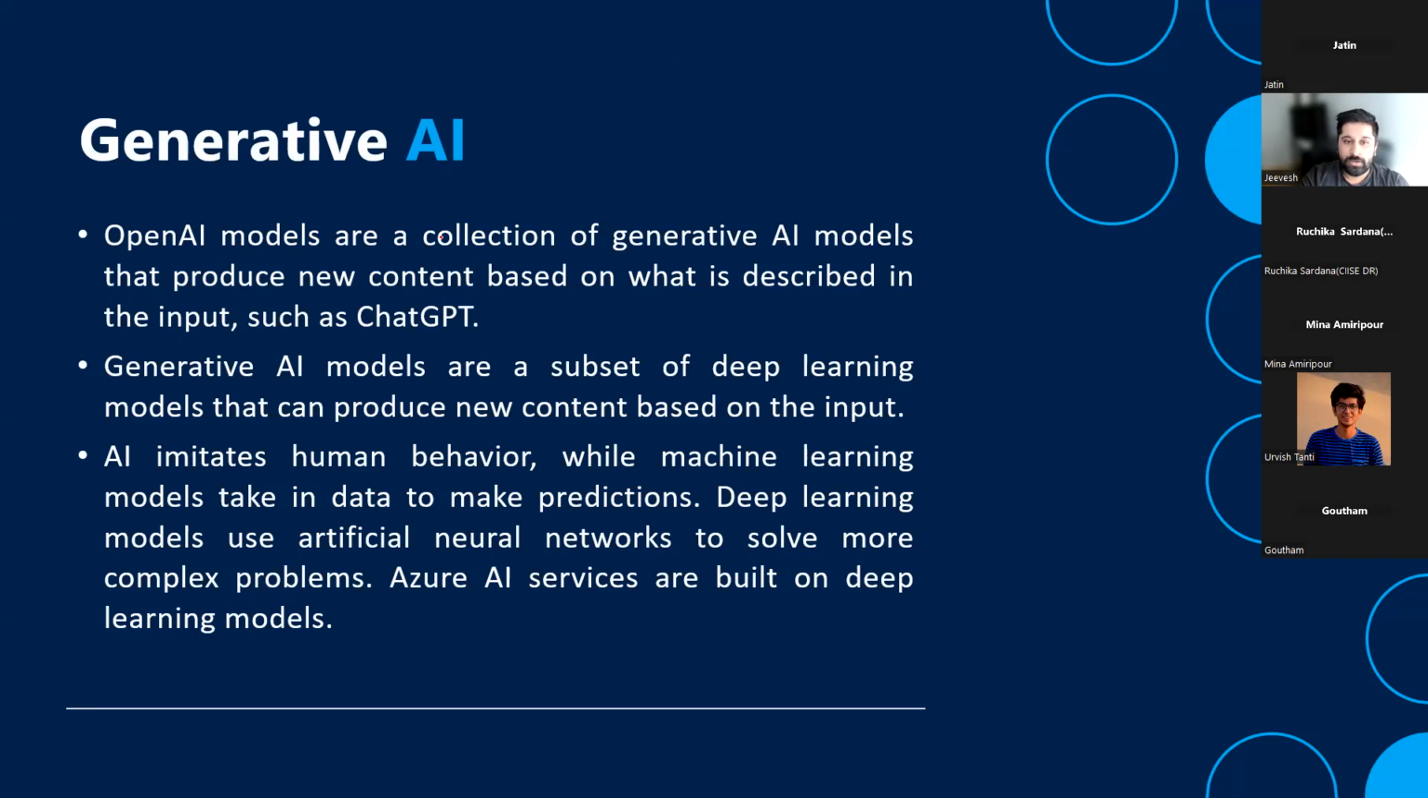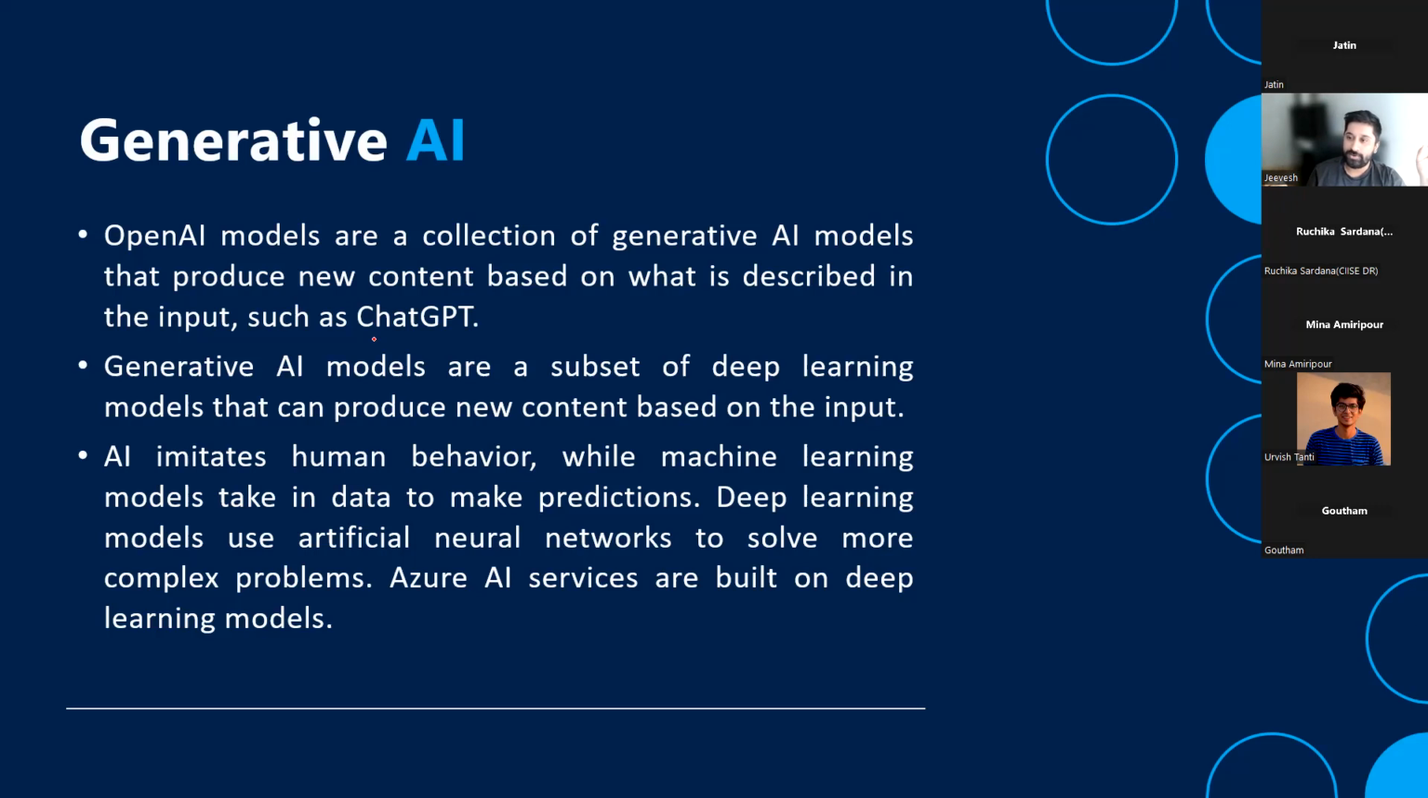So OpenAI models are a collection of generative AI models that produce new content based on what is described in the input, such as ChatGPT. So we give it an input, it analyzes the input that we gave, and then it generates fresh content. By fresh content, I mean I could ask it to create a speech for me, I could ask it to create an email, I could even ask it to do my homework. Now, I'm not in college anymore. It's been quite a few years now, but let's say if I had to do it, I could do it. That is generative AI.